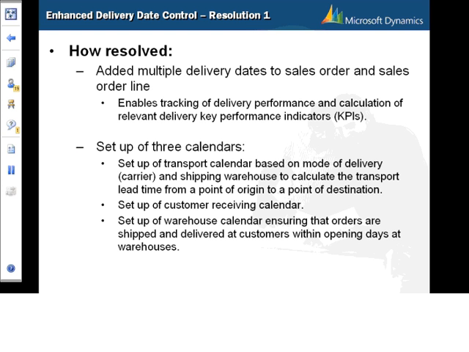Set up three calendars. Set up a transport calendar based on mode of delivery, carrier and shipping warehouse to calculate the transport lead time from a point of origin to a point of destination. Set up a customer receiving calendar. Set up a warehouse calendar, ensuring that orders are shipped and delivered at customers within opening days at warehouses.